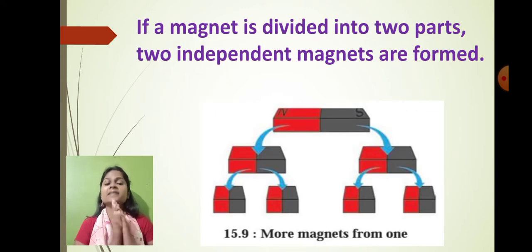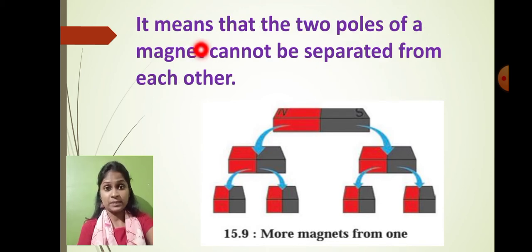And again the next property of the magnet which we have learnt in the last lecture: as you can see in the image, if we try to divide a magnet like this, you can see that two independent magnets are formed. So can I say that we cannot separate the north pole and the south pole from each other? So if we try to divide a magnet, two independent magnets are formed. That means the two poles of the magnet cannot be separated from each other, right?